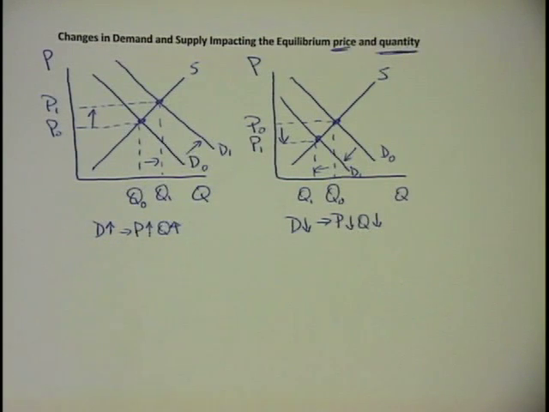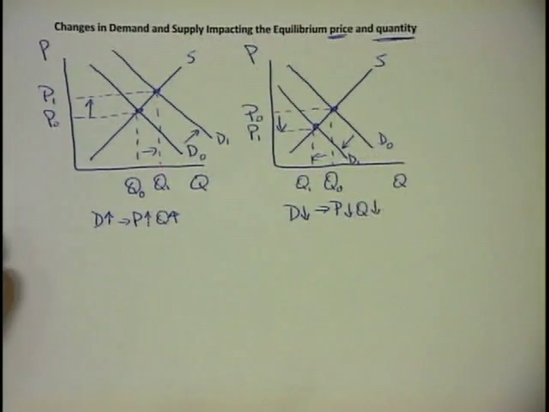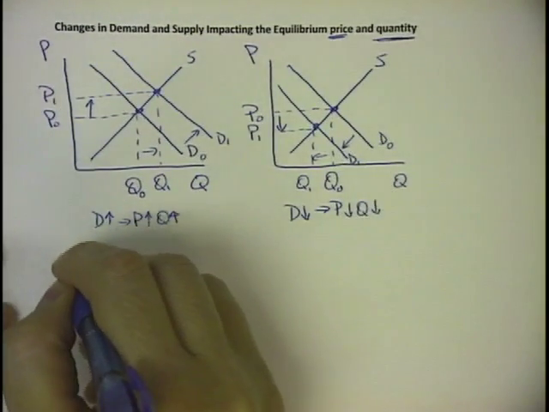Demand's kind of nice because in whatever direction it moves, everything moves. When demand increases, price increases, quantity increases. Demand decreases, price and quantity both decrease. So everything moves in the same direction. Unfortunately, supply is not quite so nice.